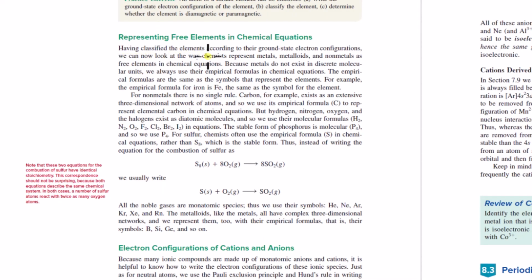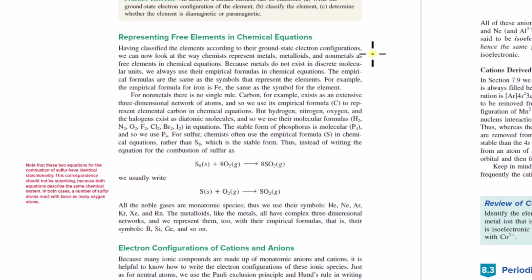Having classified the elements according to their general ground state electron configurations, we can now look at the way chemists represent metals, metalloids, and nonmetals as free elements in chemical equations. Because metals do not exist in discrete molecular units, we always use their empirical formulas in chemical equations. The empirical formulas are the same as the symbols that represent the elements. For example, the empirical formula for iron is Fe, the same as the symbol for the element.